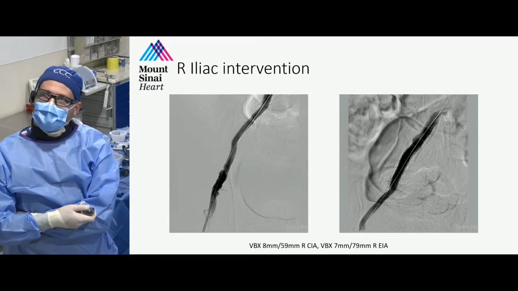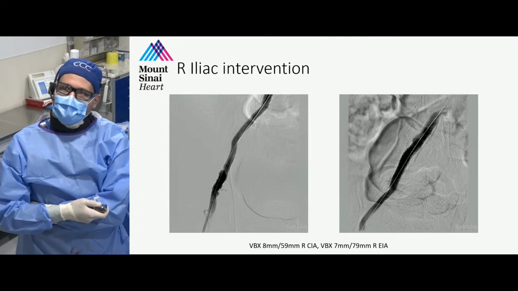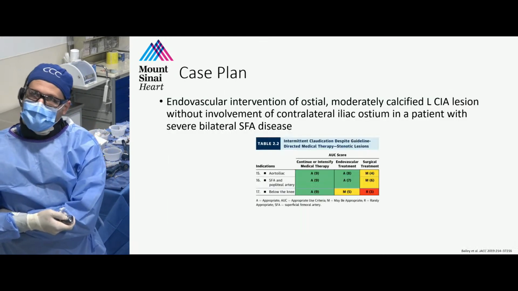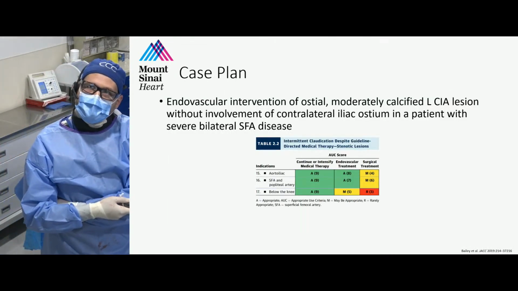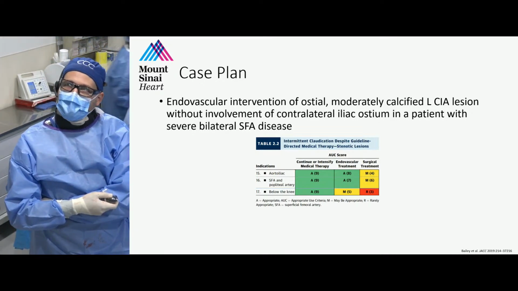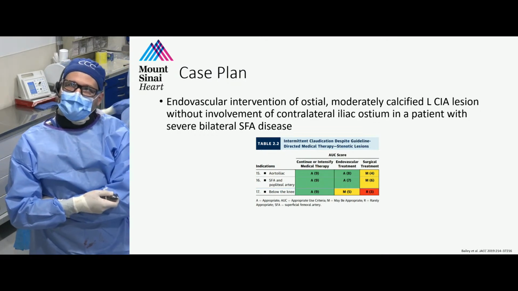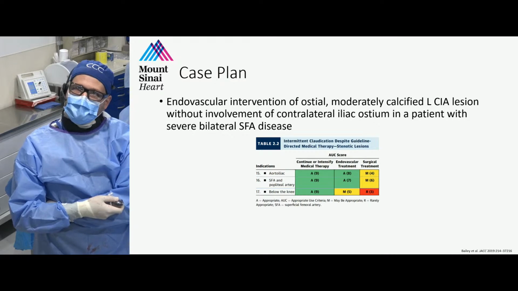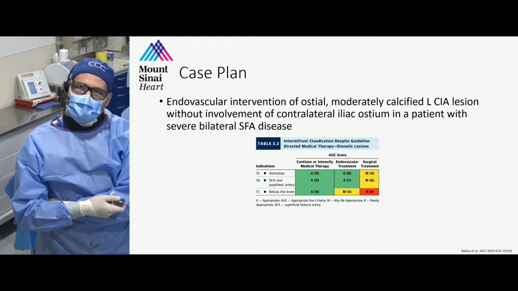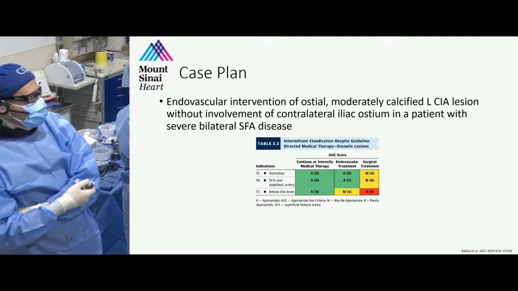We did shockwave to the common and the external, and then put 2 VBX stents, as you see there, with a good angiographic result. So our plan for today is an endovascular intervention of an ostial, moderately calcified common iliac lesion without involvement of the contralateral iliac ostium, in a patient with severe bilateral SFA disease. You can see the appropriate use criteria there, as we always mention. Raman, I'll hand it back over to you.